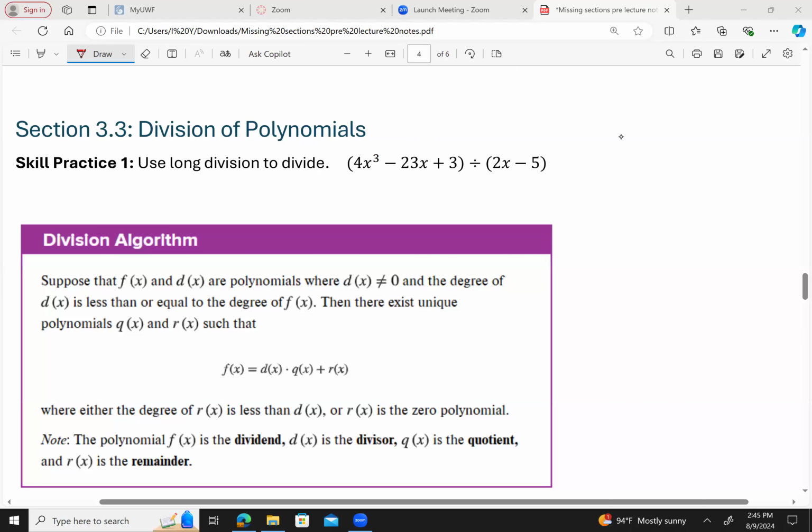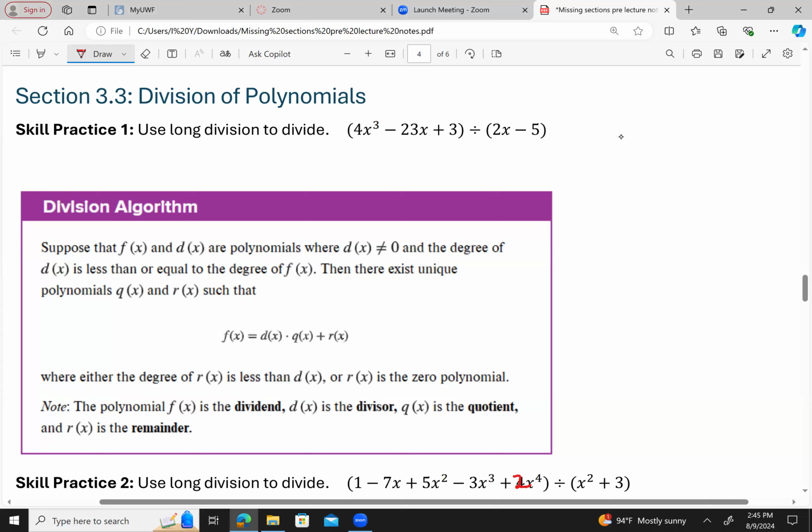Okay, today we're looking at section 3.3, division of polynomials. So we'll review what is called the division algorithm. Suppose that f of x and d of x are polynomials where d of x does not equal 0, and that the degree of d of x is less than or equal to the degree of f of x.